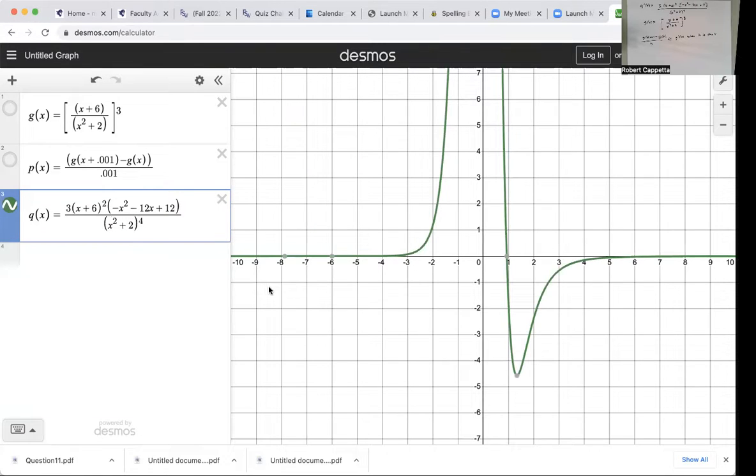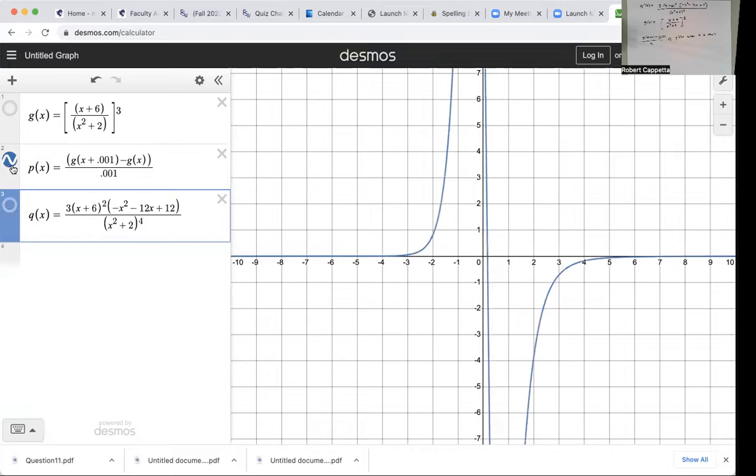Do they look like the same functions? So this is the one that I believe is correct by using the chain rule and the quotient rule. This is the one that I get for p of x. Are they the same? They do not appear to be the same. So I guess I need to do this video over again, unless I can find an error.